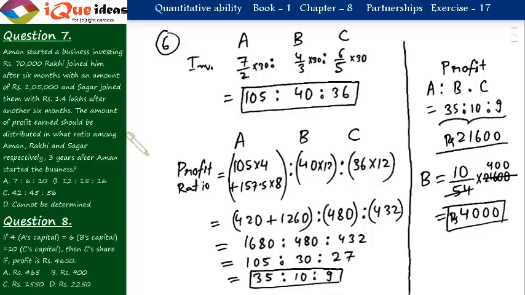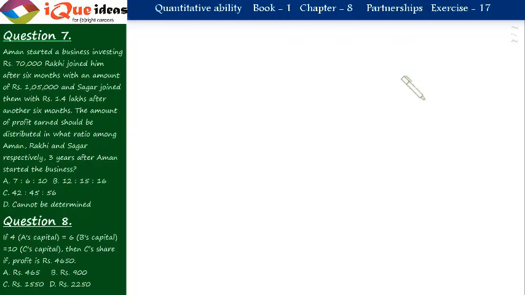Alright, so now let's take question number 7. Let's see what it says. It says Aman started a business investing rupees 70,000. Rakhi joined him after 6 months with an amount of 1,05,000. Sagar joined them with rupees 1.4 lakh after another 6 months. The amount of profit earned should be distributed in what ratio among Aman, Rakhi and Sagar respectively 3 years after Aman started the business. So for this question again, we will follow the same process.